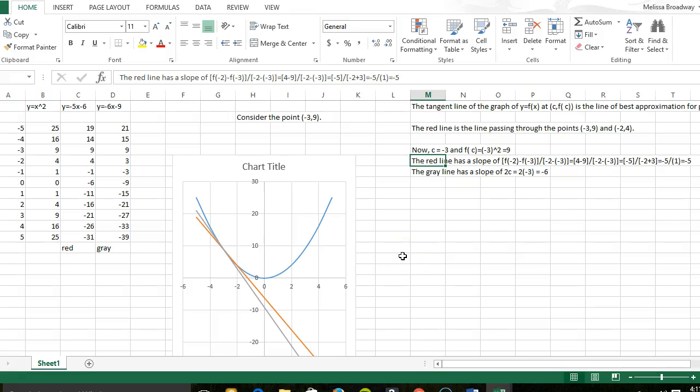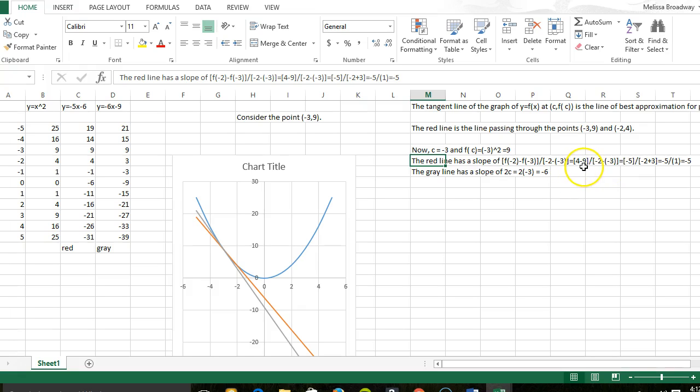Okay, picking up from the last video, to get the slope of our red line, which is our secant line passing through negative 3 comma 9 and negative 2 comma 4, we just did this: the difference of the y coordinates over the difference in the x coordinates, which is going to be f of negative 2 minus f of negative 3 over negative 2 minus negative 3. So you get 4 minus 9 over negative 2, and that turns into plus 3 when it's over with.